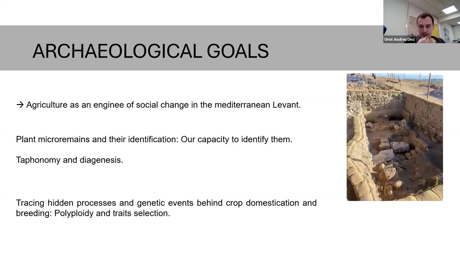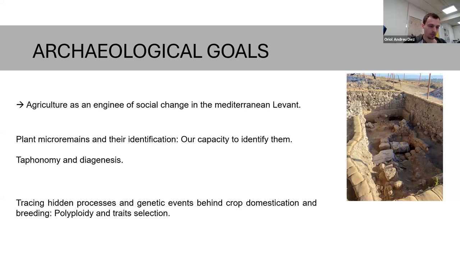Our archaeological goals, as the main purpose of this workshop that we were talking about at the beginning, is also to understand agriculture practices, agriculture influence as an engine of social change in the Mediterranean Levant. We are focused on the study of plant microremains. And one of the most important analyses is this identification or taxonomical attribution. So at the beginning, we need to set up what our capacity to identify them is, what the limitations are, what knowledge we have, what tools we know, and also the taxonomy and diagnosis that can affect this preservation and also this attribution.